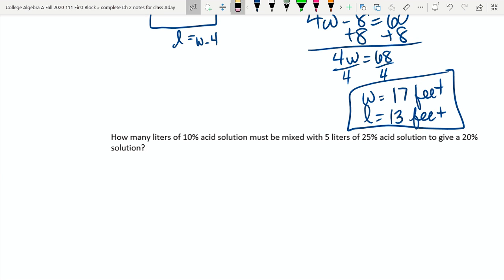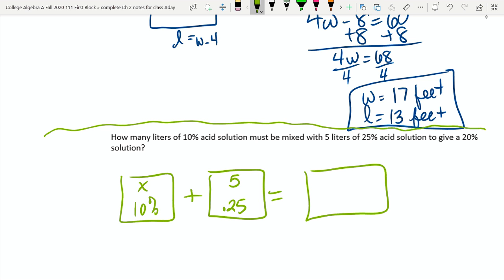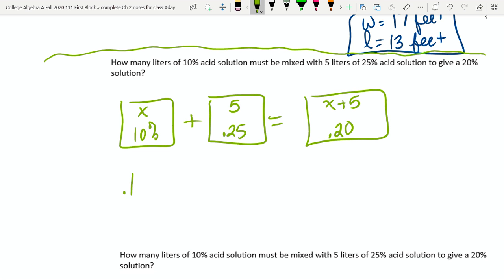All right, the next example are problems that give everybody a little bit of a concern, but don't let it be a concern. So we're mixing a 10% acid solution. How many liters of a 10% acid solution? So we're going to put an X on that. Must be mixed with 5 liters, so we're going to draw another container. So this is going to have 5 liters of a 25% solution. And that's going to have to equal, the new solution then has X plus 5, and that's 20% solution. So once you have it set up, we have some pictures going in there. We know then that 0.10 times X plus 0.25 times 5 has to equal 0.20 times X plus 5.